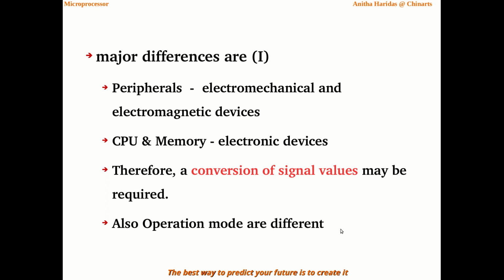So your keyboard will be having a different operating mode, monitor will be having a different operating mode, your primary memory will be having a different operating mode, and your processor is also going to have a different operating mode. So this is one of the very important differences. Because of this, I need to have an interface between the CPU and the peripheral device.